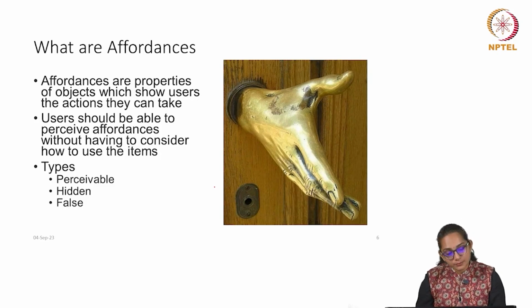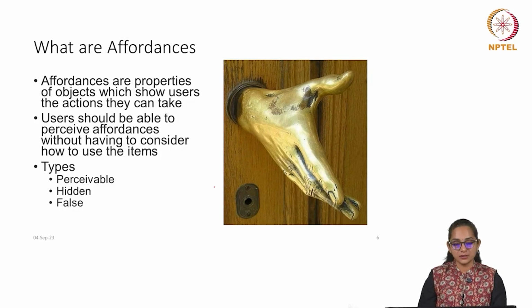So, a perceivable affordance is something which the user can perceive, see or hear or whatever modality is engaging, but they are able to sense it, right? They are able to perceive it, and it is also directing them to an apt action.